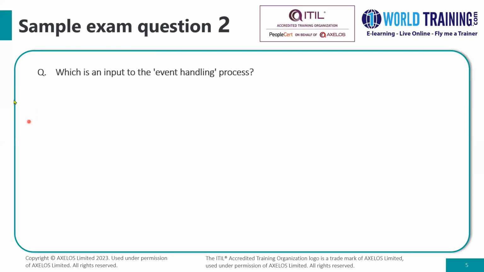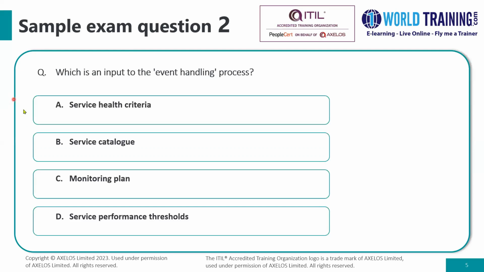Question number 2, which is an input to the event handling process? A, service health criteria; B, service catalog; C, monitoring action plan; or D, service performance thresholds.